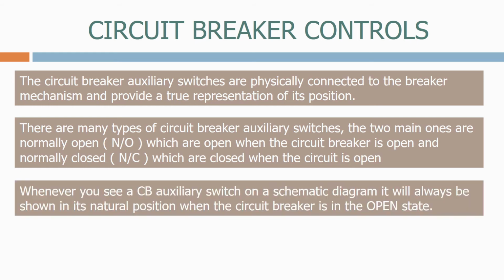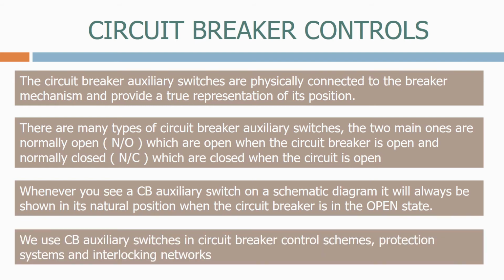Whenever you see a CB auxiliary switch on a schematic diagram, it will always be shown in its natural position, where the circuit breaker is in the open state. We use CB auxiliary switches in circuit breaker control schemes, protection systems, and interlocking networks.